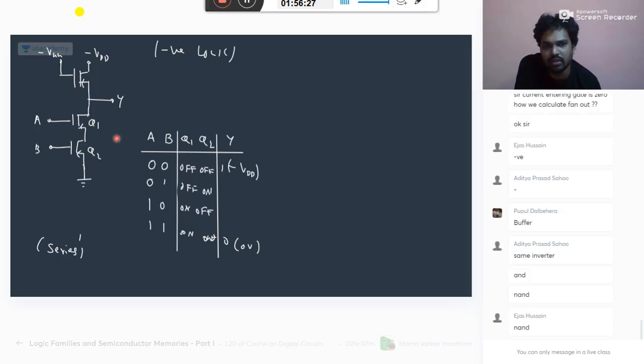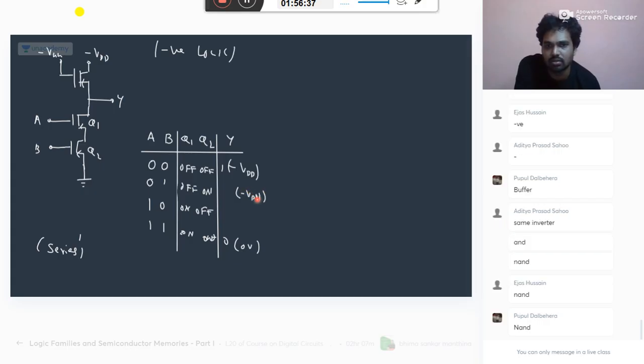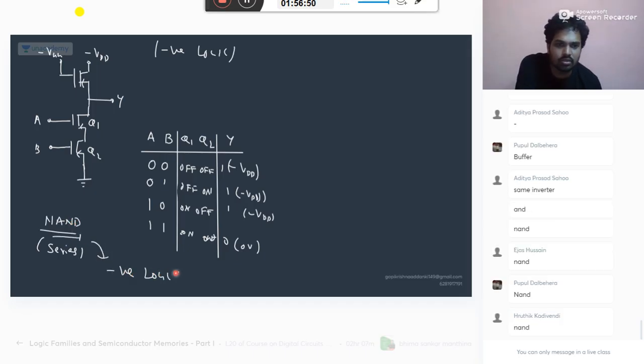If any one of them is on, any one of them is off, this is off or this is off. In series, it is off only. So off, you will get minus VDD. That is 1, 1, 1. So now it will work like a NAND gate, for which one? Negative logic.